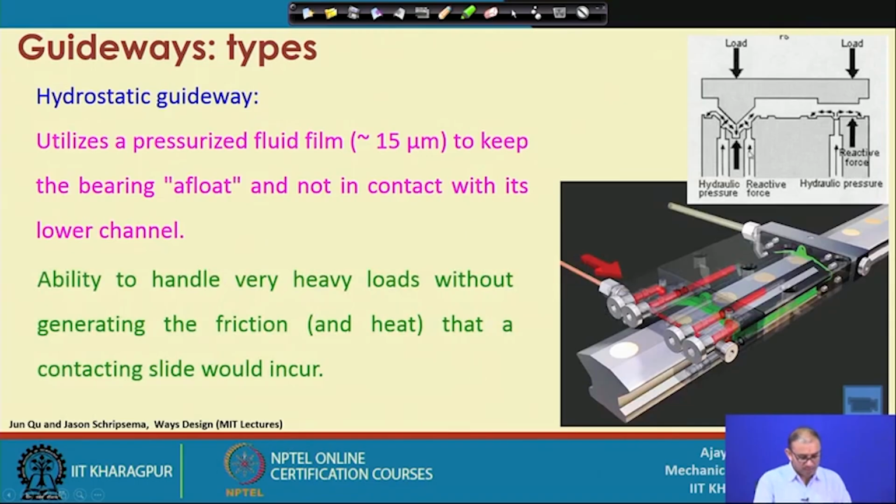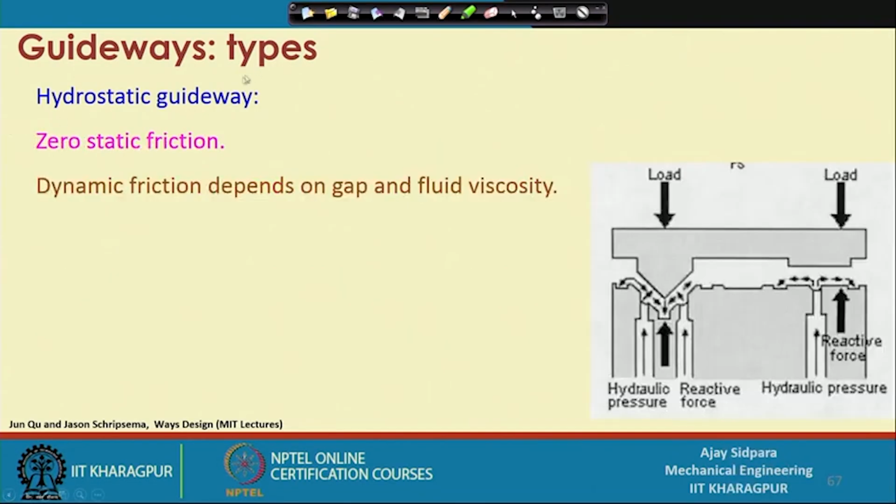Right. So, what are the advantages? It has the ability to handle very heavy loads without friction, because the fluid is contacting the sliding surfaces. In this particular case we are using a liquid, so its load carrying capacity is very high. But we know that in micro machining we are not working with very heavy loads, so it may be used for some applications, but we are not exactly getting that application in micro machining. So, what are the advantages of this hydrostatic guideway?